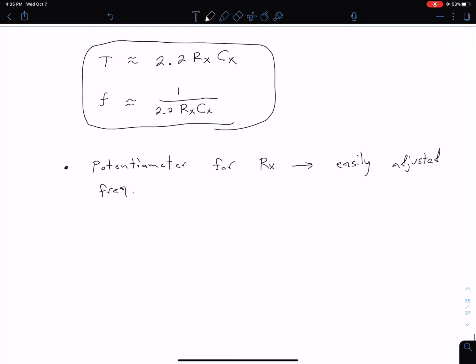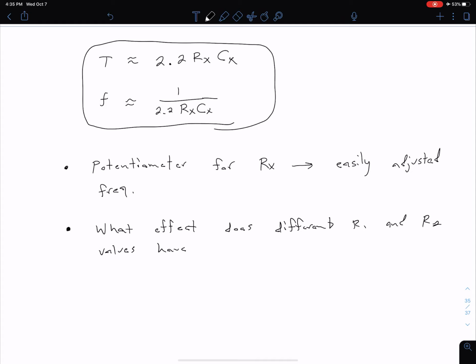So a couple questions to ask yourself. So maybe pause the video while I write this and then think about it. But what effect do we have from using different R1 and R2? So what effect do different R1 and R2 values have? So again, maybe pause the video, maybe rewind, go back, look at some of the circuits in the tables, and think about how changing R1 and R2 would affect this response.